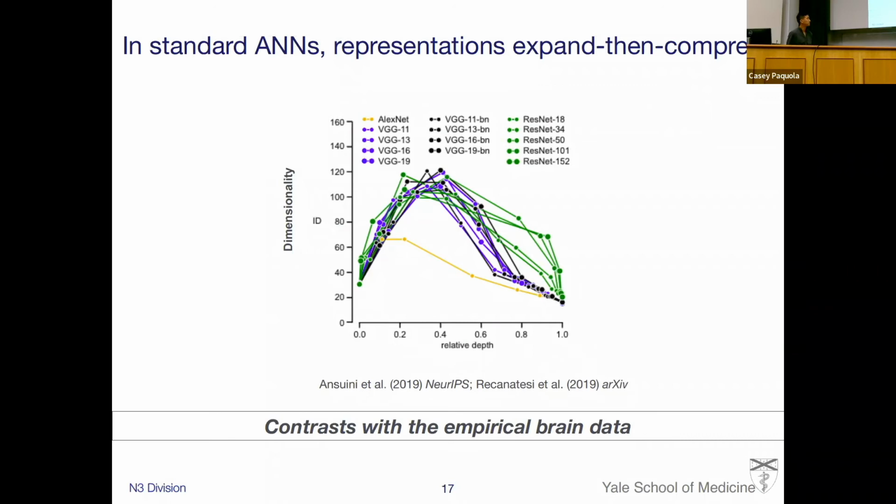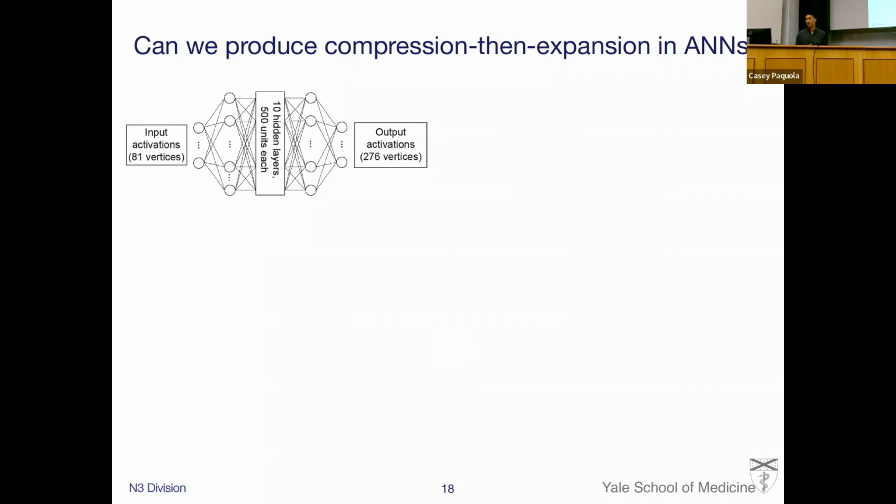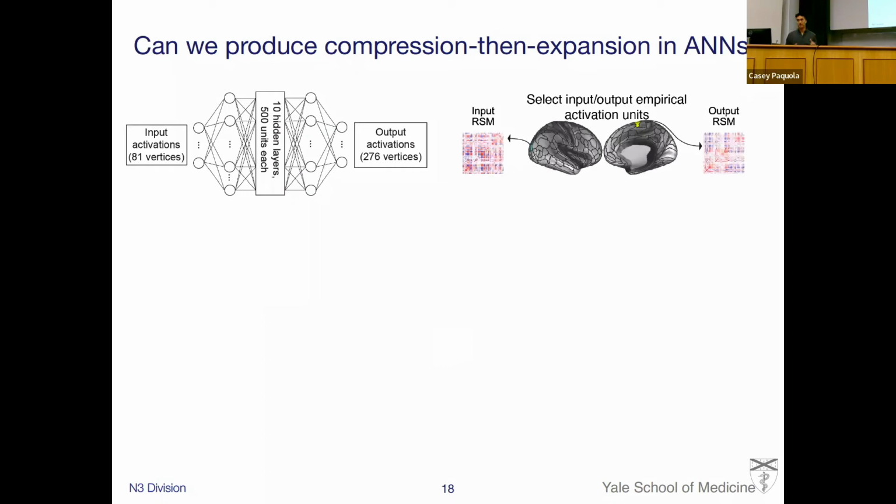So what we wanted to do was see if we could produce compression and expansion in ANNs. Our modeling approach was to directly model the data: we picked two regions on opposite ends of the sensory motor hierarchy, one motor region and one visual region, and extracted the voxel activation patterns for each. Then we trained a deep linear neural network to predict the motor activation patterns using the visual voxel-wise activation patterns as input.